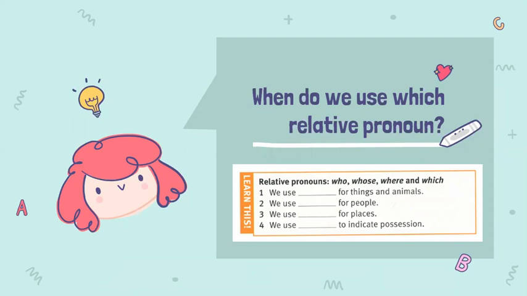Now let's check. We use which for things and animals, the cat which is sitting on the floor. We use who for people, the woman who is laughing. We use where for places, the school where you study English. And we use whose to indicate possession, the man whose job it is to help sick people.